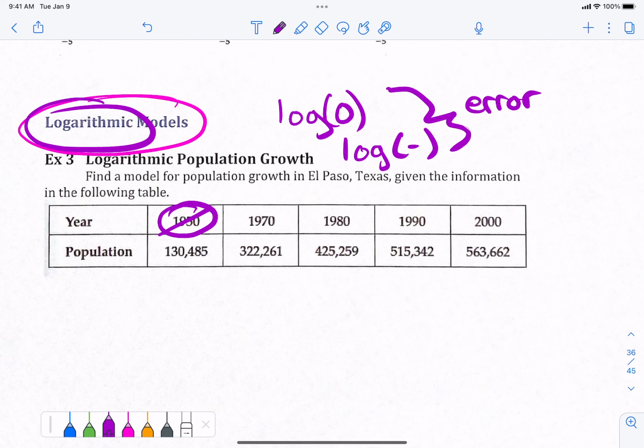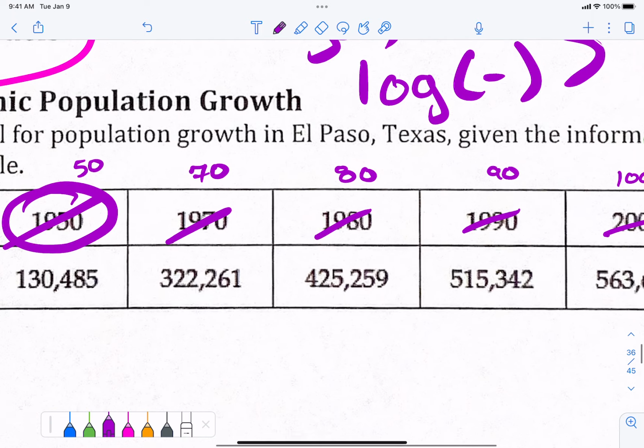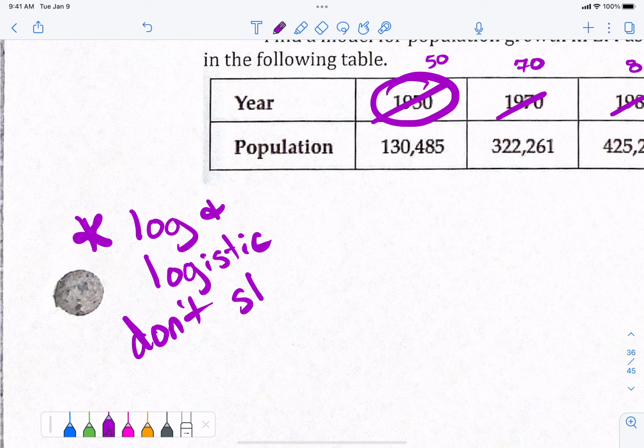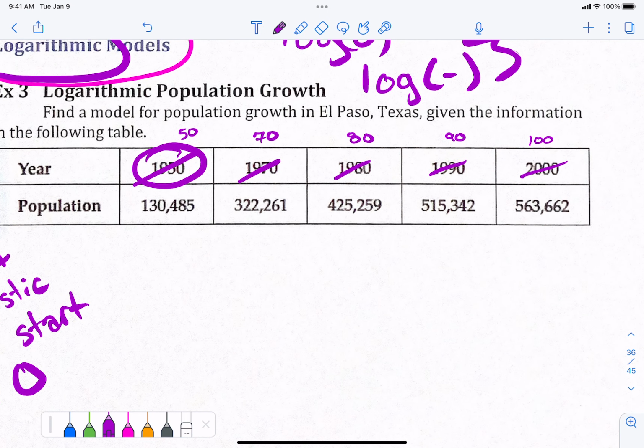So instead of starting 1950 at zero, let's start it at something else, right? Like 10, or we could start it at 50 and say that this is 50, this is 70, this is 80. Should we do that? Yeah. Okay, sure. This is 90. I always like to end it there, it just makes math easy for me. Okay, so there's that. I'm going to put a little star here that says for log, and I'm going to say logistic too. Log and logistic: don't start at zero, because it will not give you a function. You'll go to all that work of typing the whole thing in, and then it will say, nope, I don't want to do it for you, okay? So try typing in 50, 70, 80, 90.